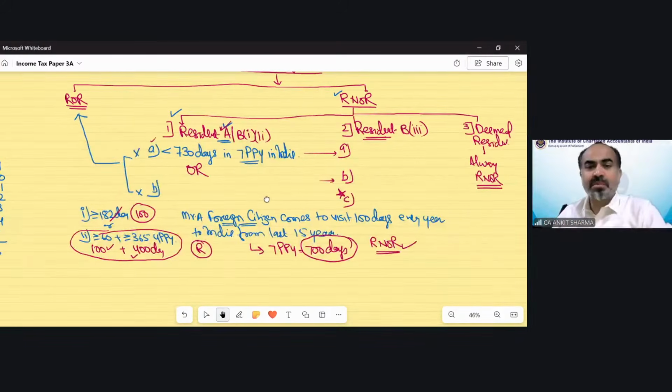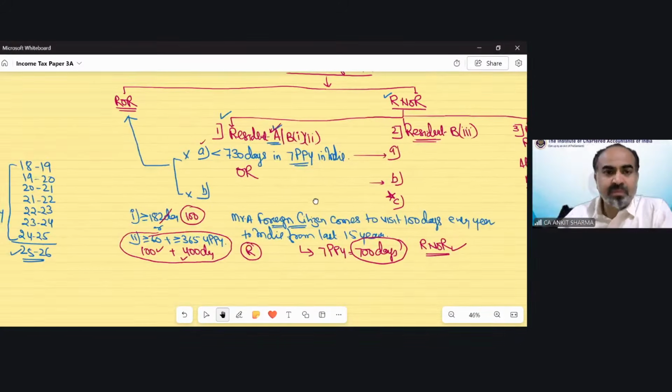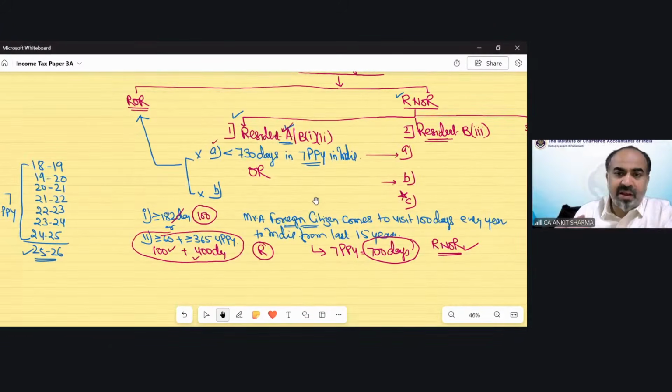Now condition number B comes into the picture. When I teach you condition B, you might feel a little shocked and surprised about how we will check this condition. But let me tell you, when we solve a question, you will find it out. Again, this condition is also not that complicated.